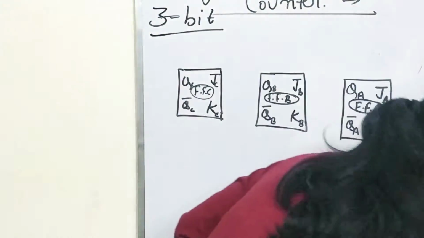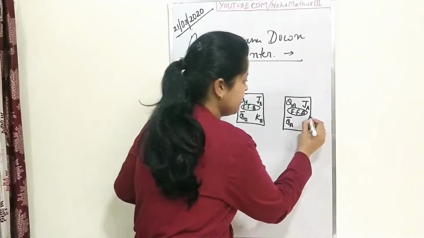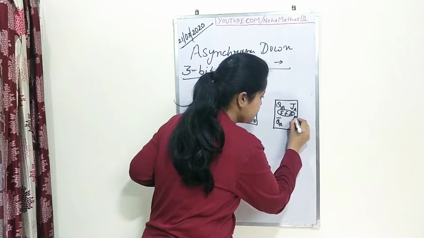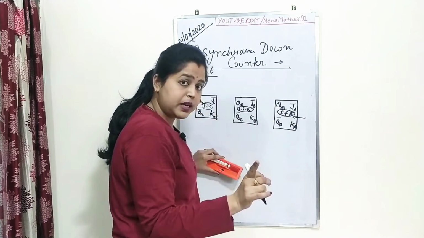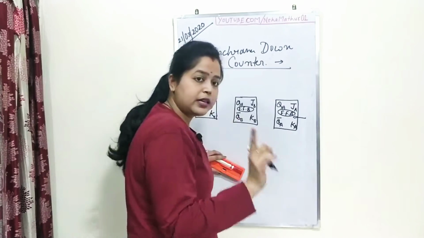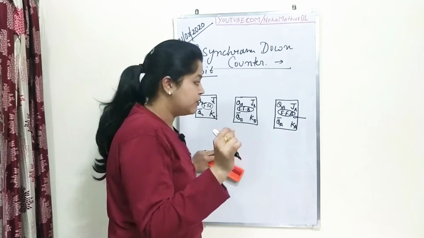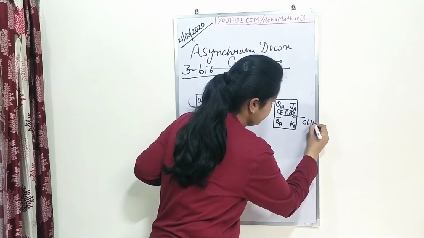Now, what about the clock? Here I am using the clock. See, a bubble is used here, that means the circuit will work for the negative pulse of the clock, or I can say for the negative edge of the clock. Here I will take the clock.